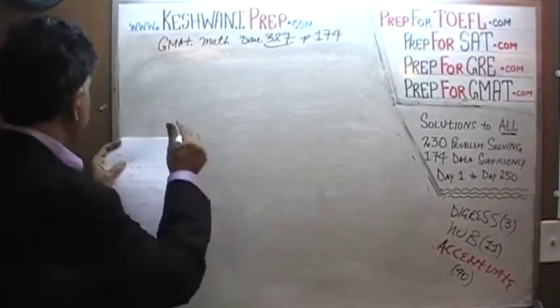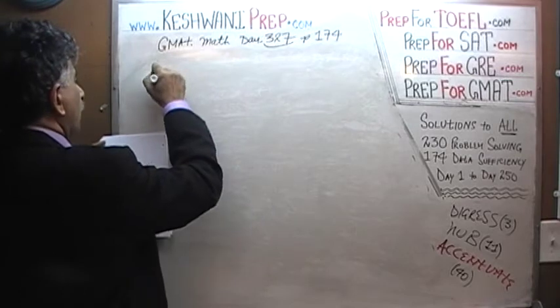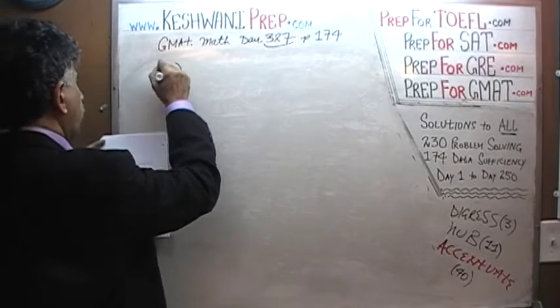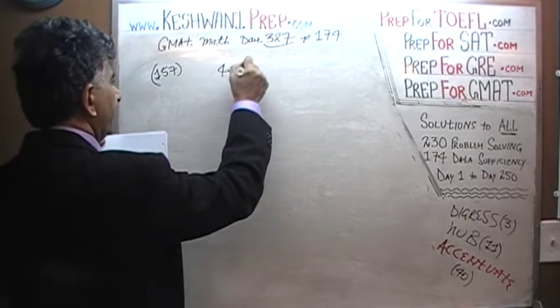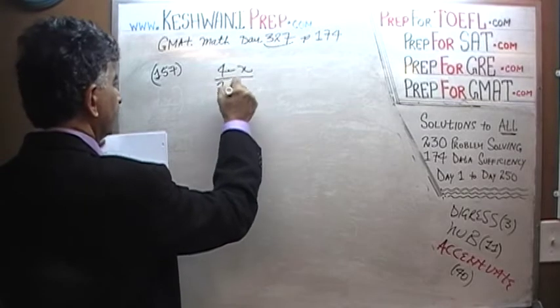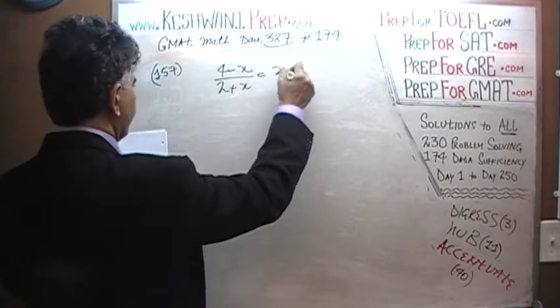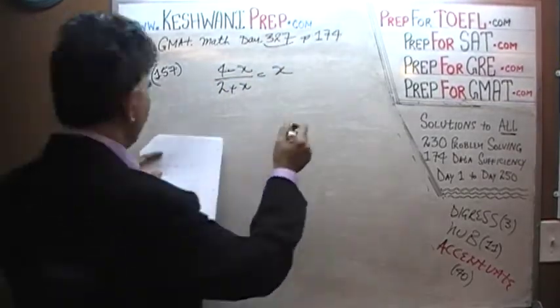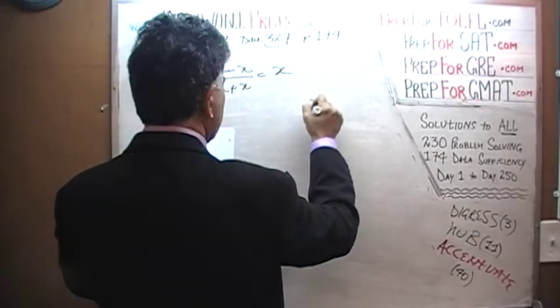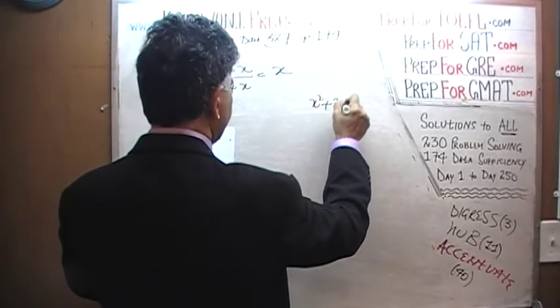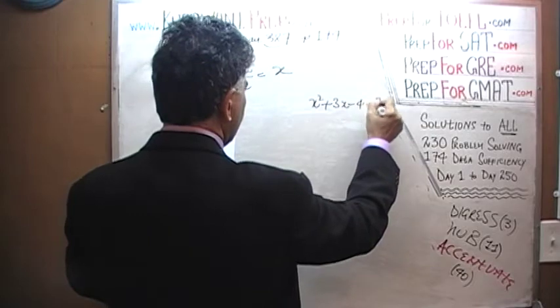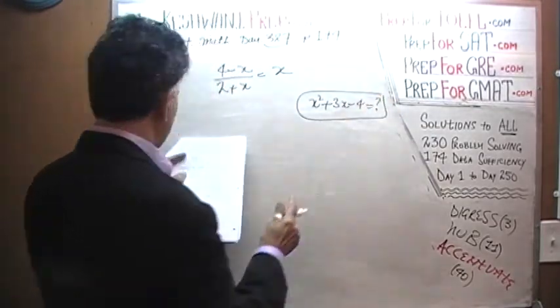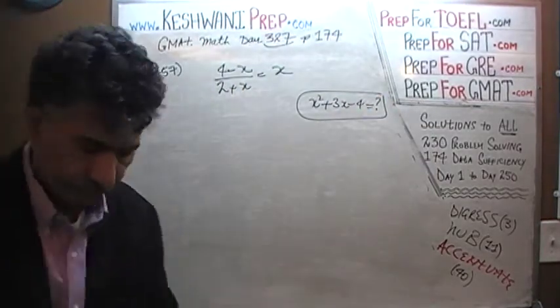In 157 we are told that (4 minus x) over (2 plus x) equals x. And the question is, what's the value of x squared plus 3x minus 4? Well, let's see what we can do, shall we?